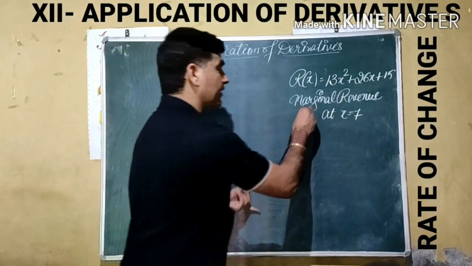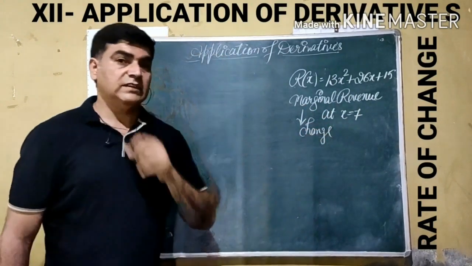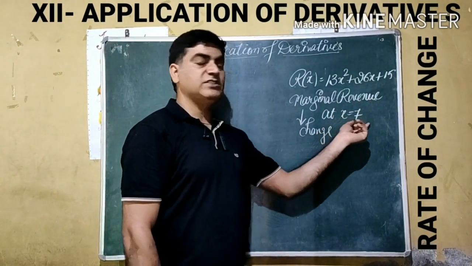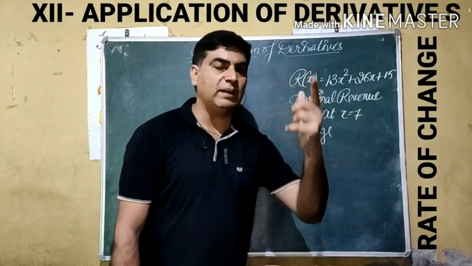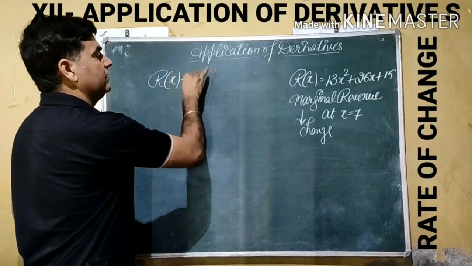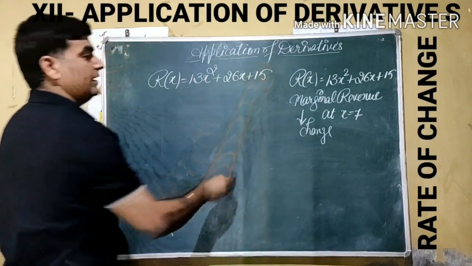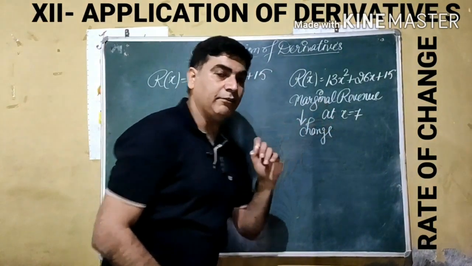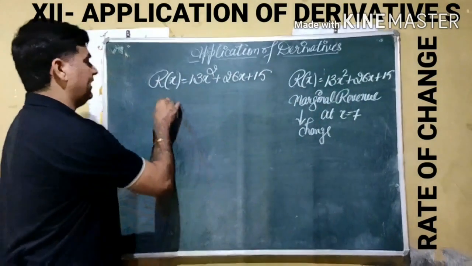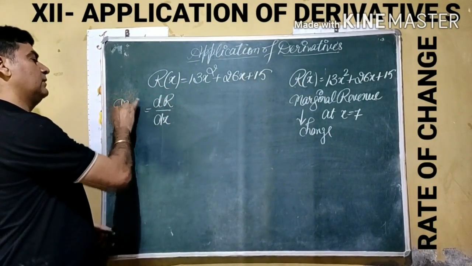The word marginal indicates change. It can be understood like this: we have to find the change in selling price when the quantity we purchased and sold is 7. Now the revenue function, meaning the selling price function, is given as 13x squared plus 26x plus 15. Here change means derivative. The variable is not given, so we take the variable as quantity. So we find the change of revenue with respect to change in x. This is known as marginal revenue.